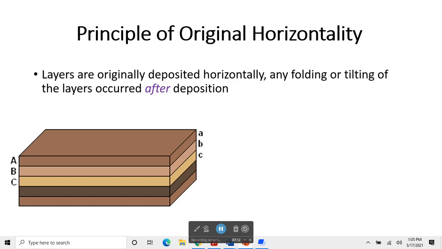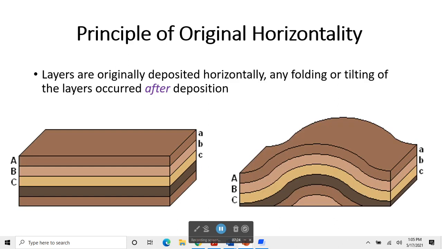So we can visualize this here as well. On the left are our horizontal layers. Again, our oldest are at the bottom, and our youngest would be at the top. And then after these layers have been deposited, they might be folded or tilted, but that folding or tilting must have happened after those layers were first deposited.